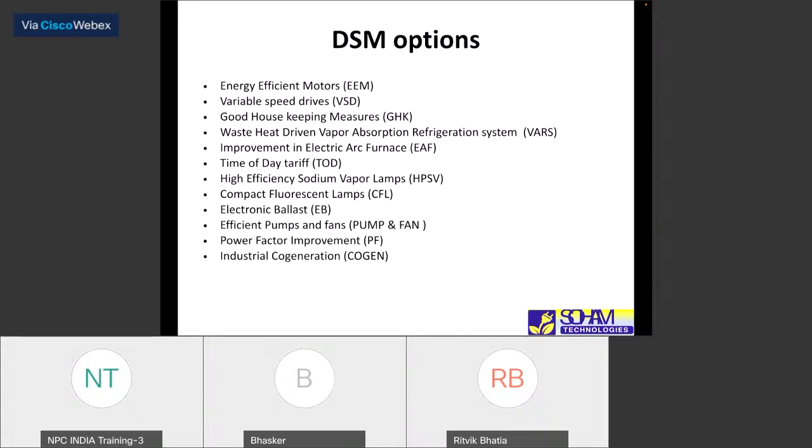Okay, so I would like to tell you that the DSM options for the industrial sector are many, to be very frank with you. Wherever you go, any equipment, as we have seen in the residential sector, we have a lot of equipment at our house like microwaves, washing machines, fans, refrigerators, air conditioning.